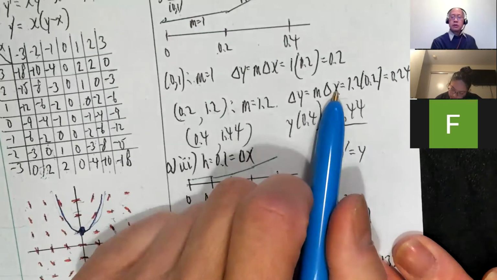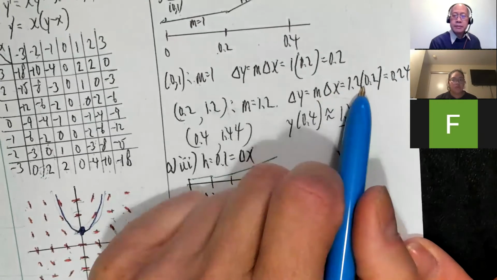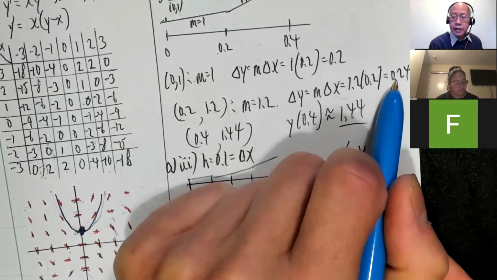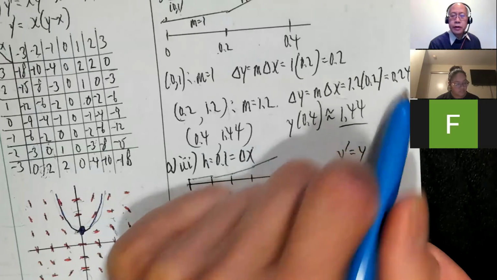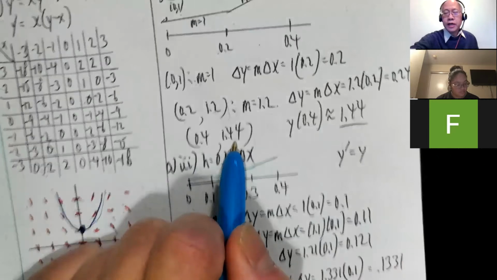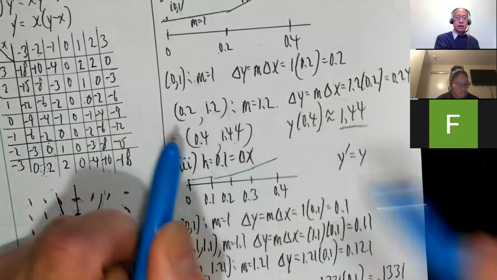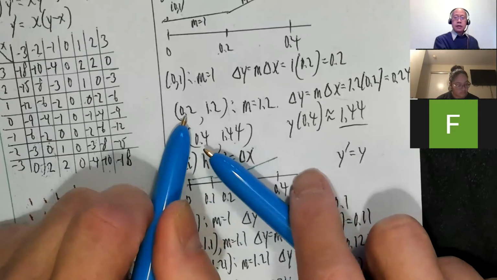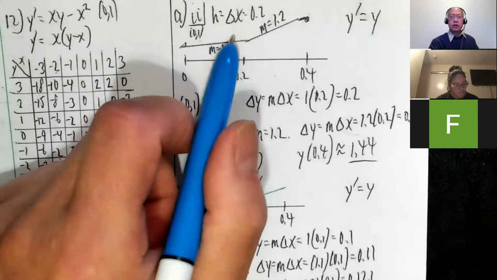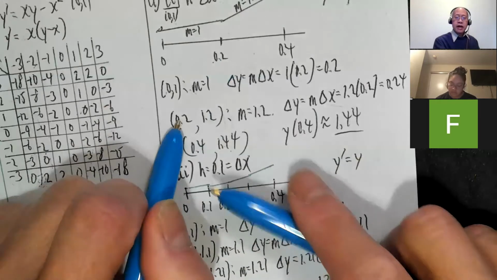So 1.2 is the new slope times the delta x, 0.2, gives 0.24. This is the new delta y. So what's the new point? 0.4, 1.44. Again, you say, how did you get that? I was here. Delta x is still 0.2. For any one particular problem, the delta x stays the same. It never changes. So for this problem, delta x stays 0.2. I was here. I add 0.2.